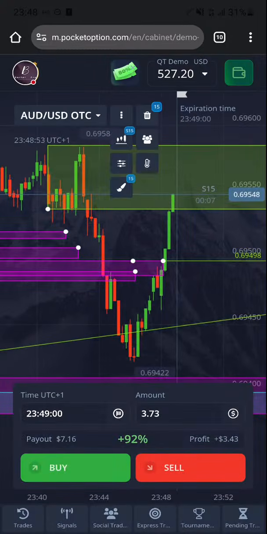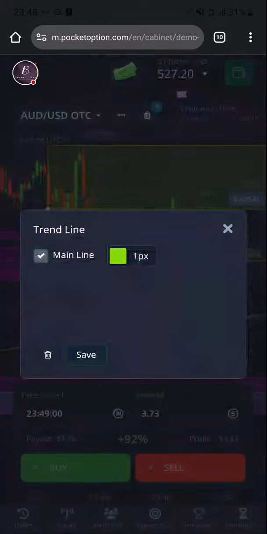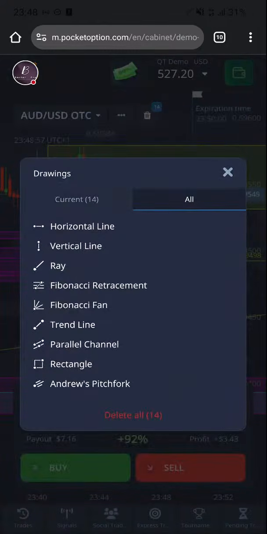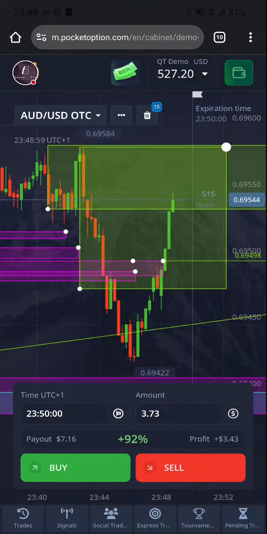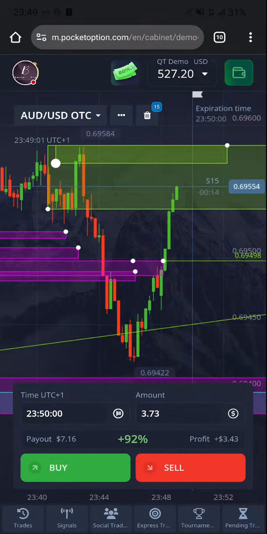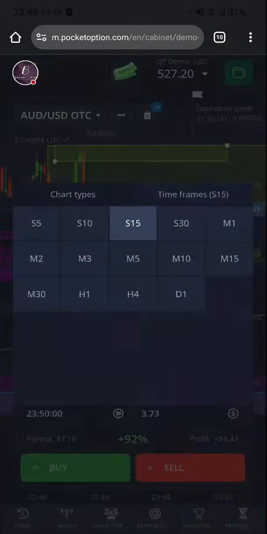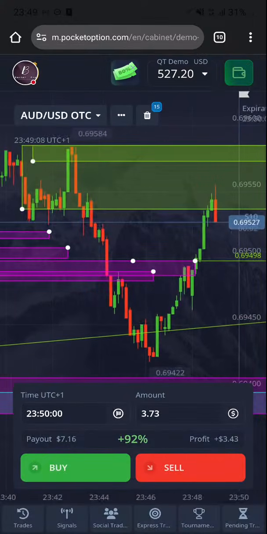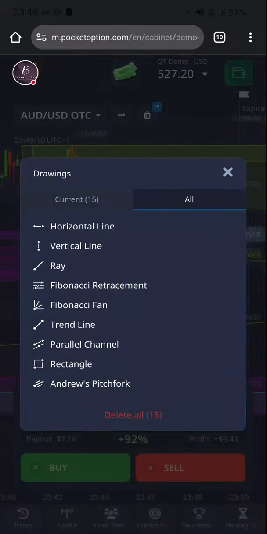Okay, you can see the entry is up here. I'll remove one of this, I'll add this. The entry is up here. So you can see this is where we can take the trade. But let's check S10 also to see if we have any other entry in between. Okay, we have another entry here.